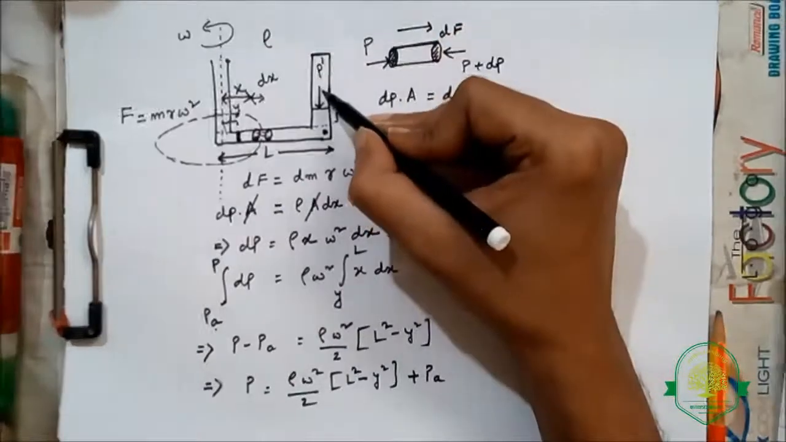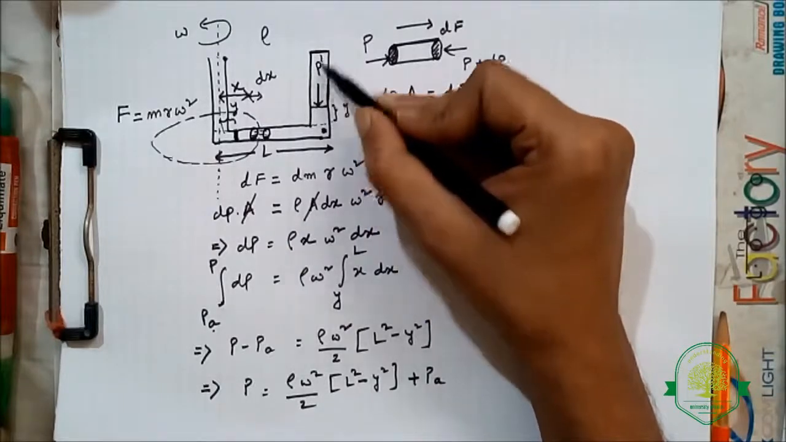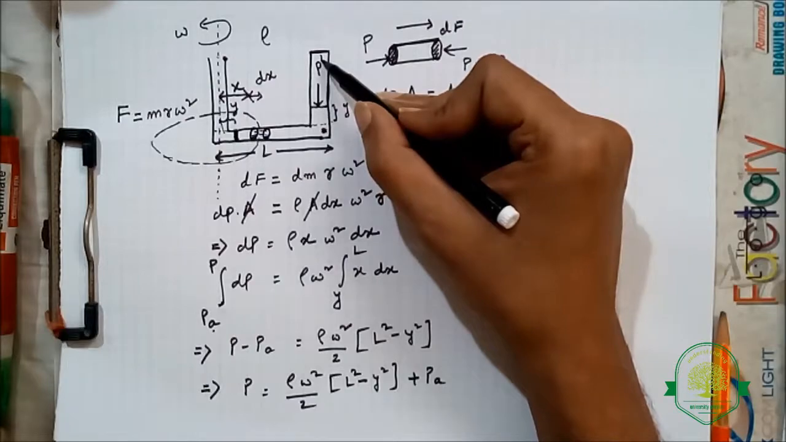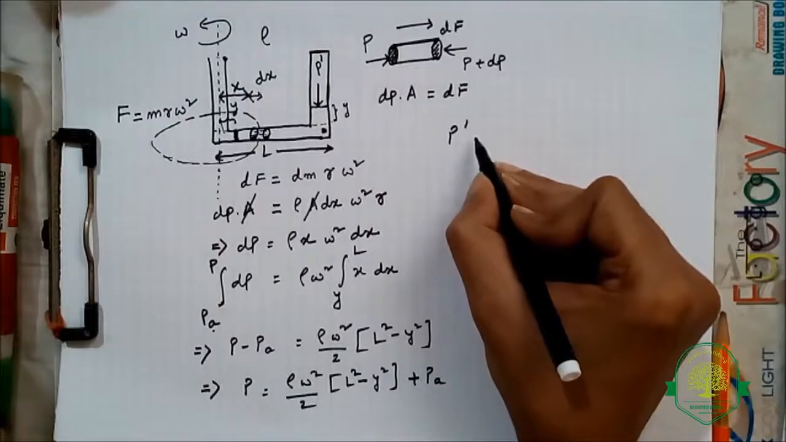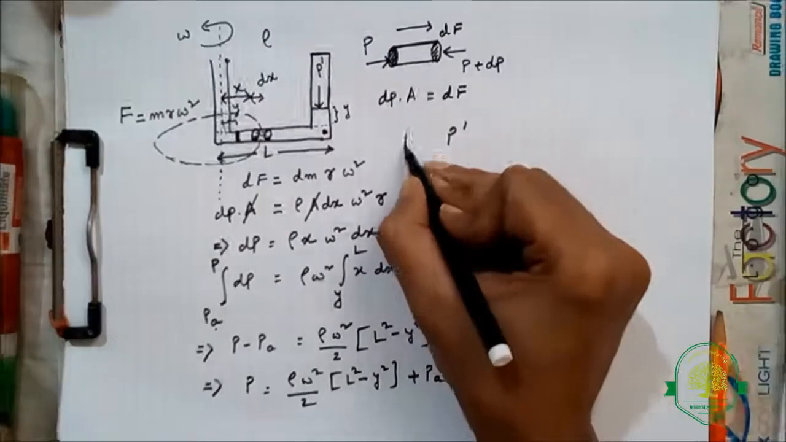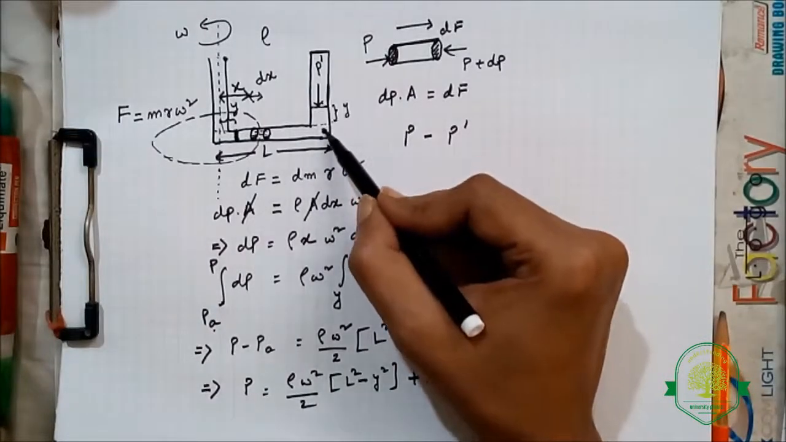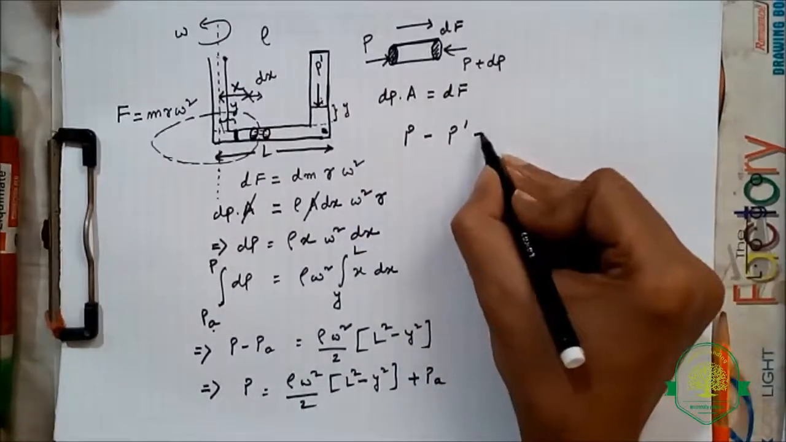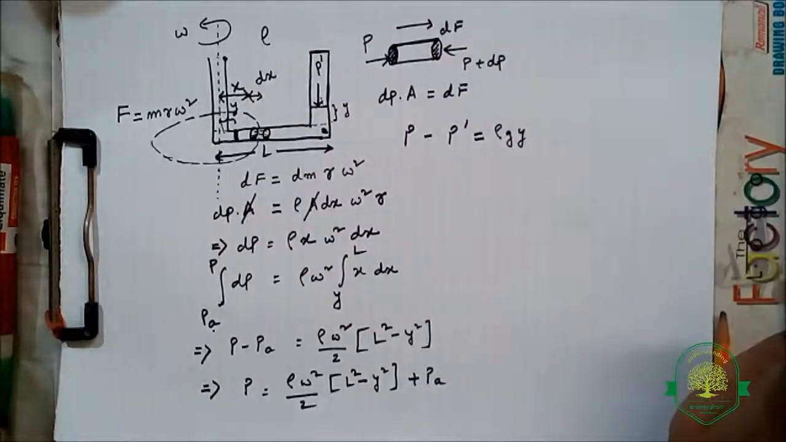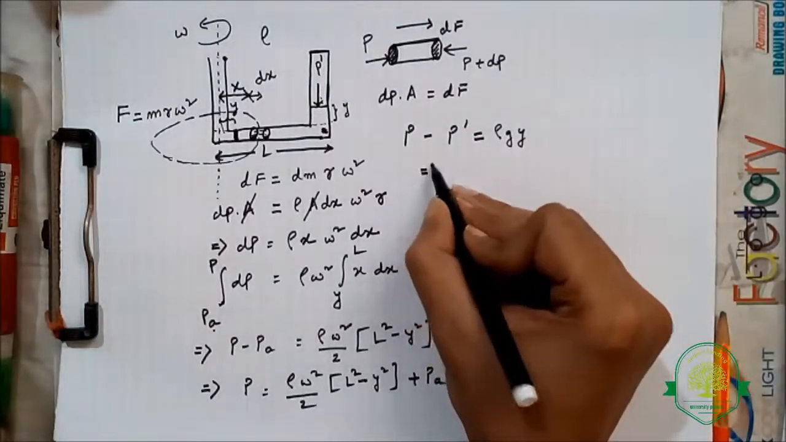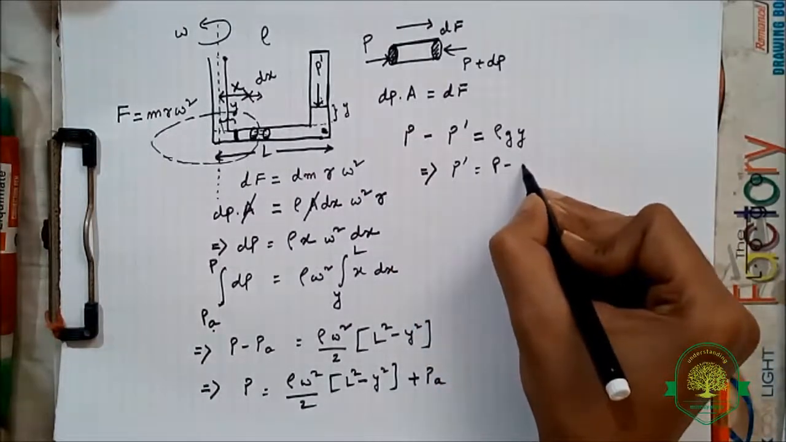But note, we have been asked to find not the atmospheric pressure, but the pressure in this column. So if the pressure in this column is P prime or P dashed, we can actually say that P minus P dash, the difference of pressure between this point and this point, the pressure here being more than the pressure here, is just rho g y. So we can easily find what P dashed is. P dashed is P minus rho g y.